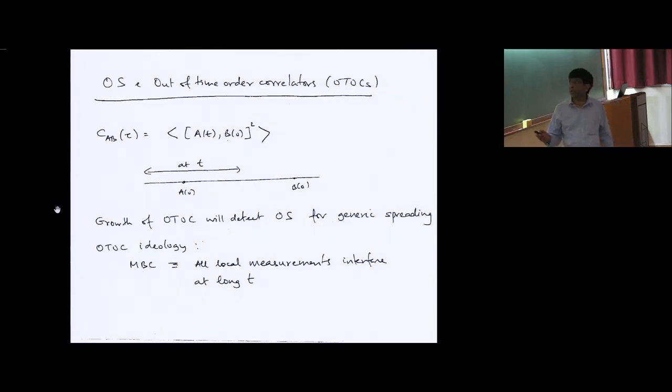It's either a ground state or a thermal state or maybe some completely particular state that you want to look at, but you can do it in any state. So the nice idea that was introduced was that the growth of the OTOC will detect operator spreading, but the nice idea that was introduced was that it's also a diagnostic of whether the system is chaotic.